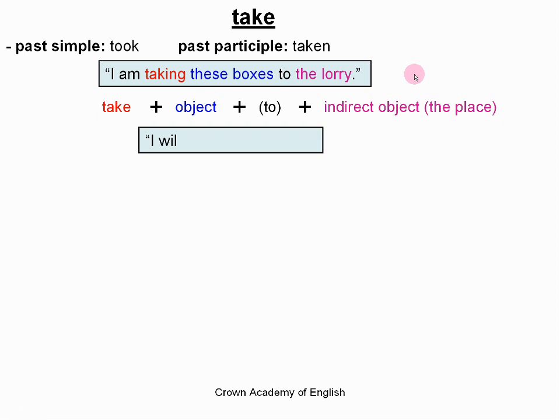Or sometimes we just have the verb take followed by the object. Sometimes it is not necessary to specify the place or destination. For example, here, I will take an umbrella. We say, I will take an umbrella if it is obvious where the destination is. If the destination is obvious or not important, then we just say take and then the object.